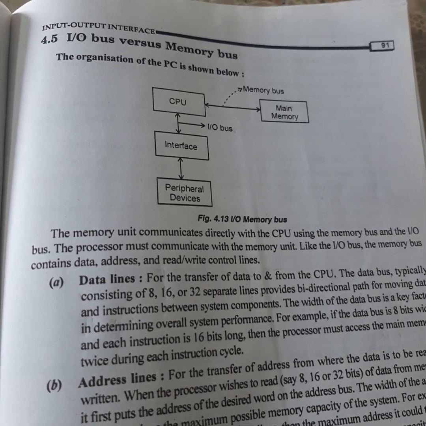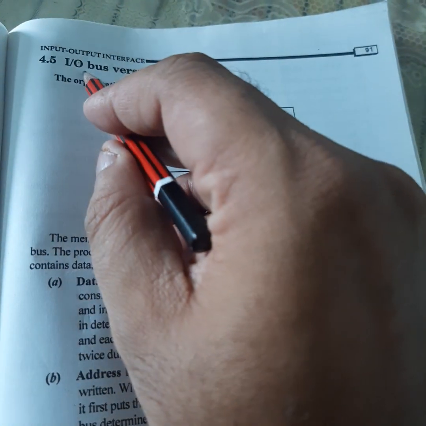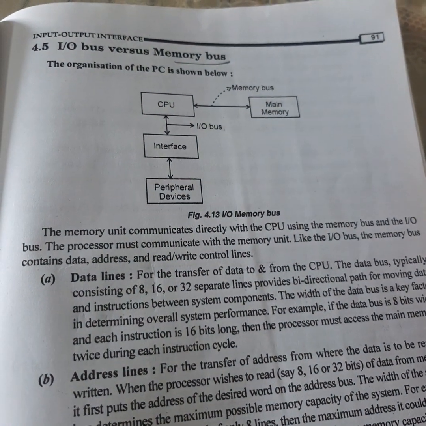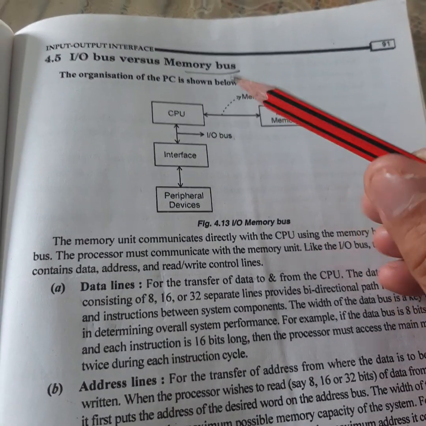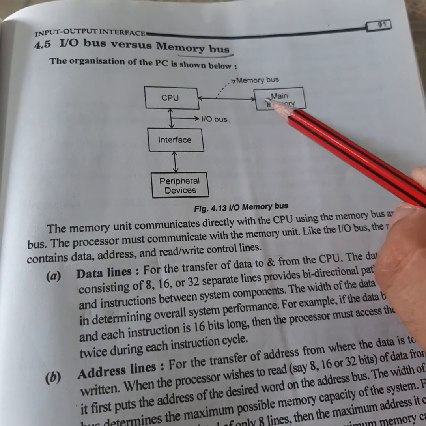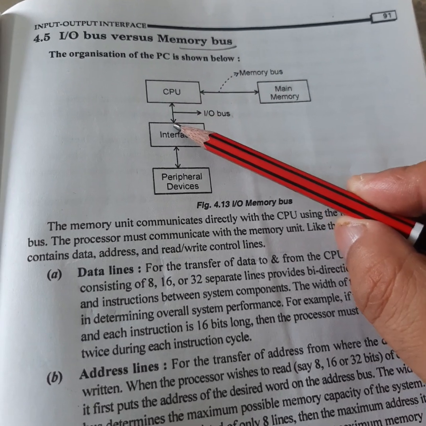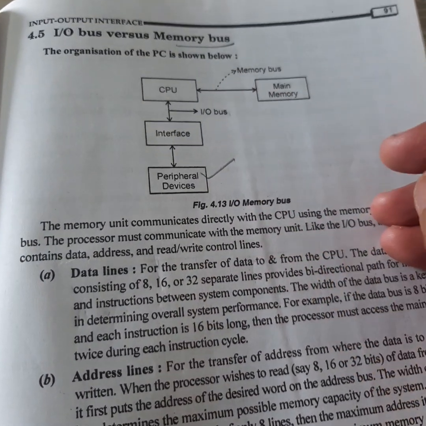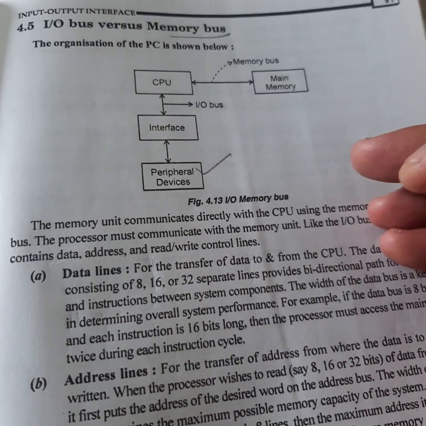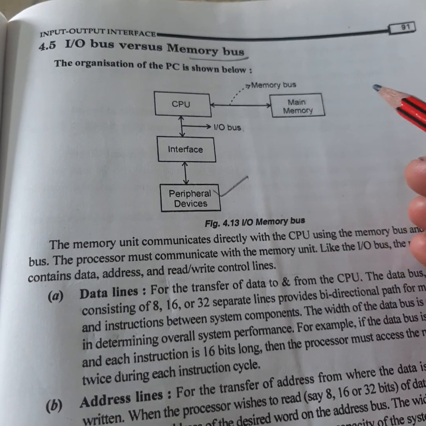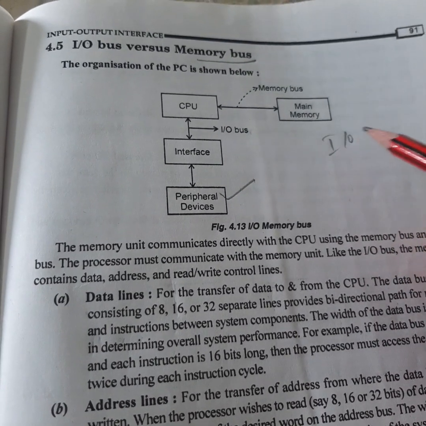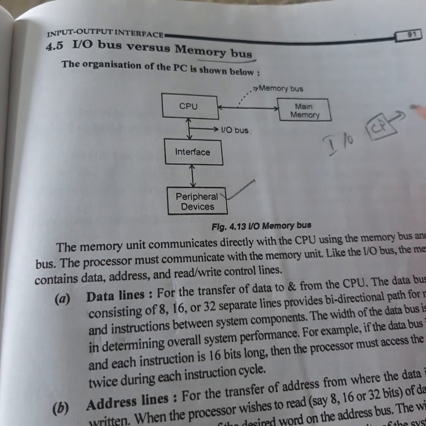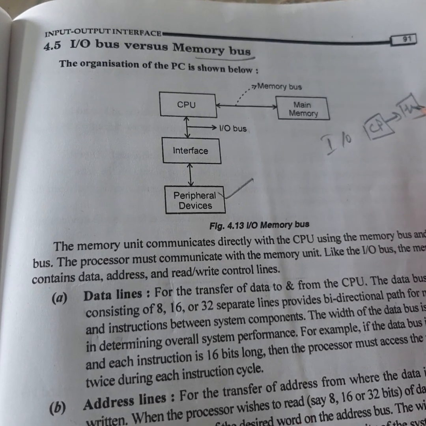The subject is computer architecture and the topic is input output bus versus memory bus. Like how we can transfer our data from CPU to the memory and how we can fetch or retrieve the data from the peripheral devices, meaning the input output devices. So far in this chapter we are studying how input and output devices communicate with the CPU, and how further the data is transferred to the main memory.